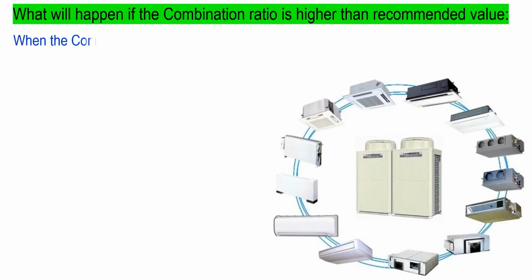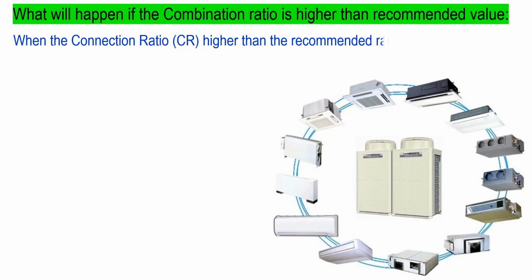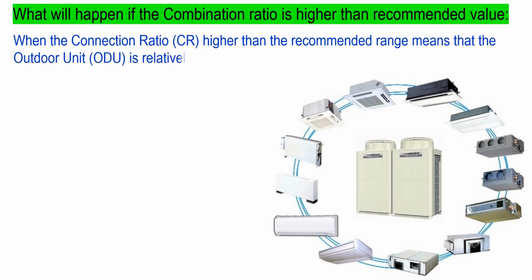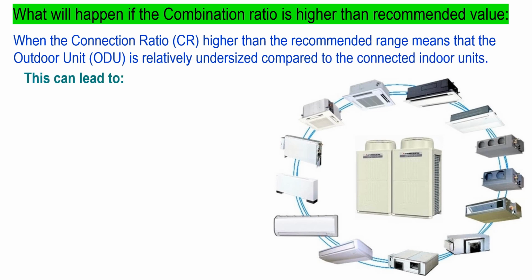What will happen if the combination ratio is higher than the recommended value? When the connection ratio is higher than the recommended range, it means that the outdoor unit is relatively undersized compared to the connected indoor units. This can lead to some potential issues.